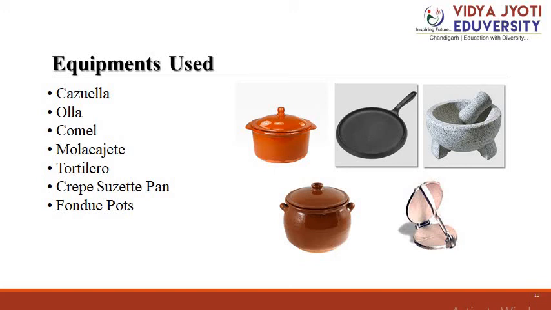Comal is a large round griddle usually made of clay, aluminium or cast iron, but the more modern ones usually have a non-stick finish. They are used to warm tortillas and roast chilies and vegetables. They can range in size from a large dinner plate to 2 feet in diameter.